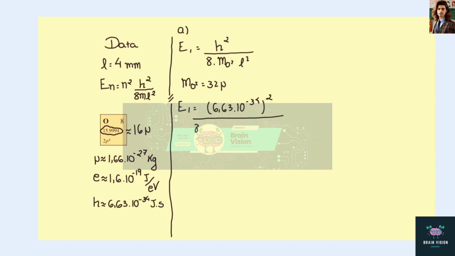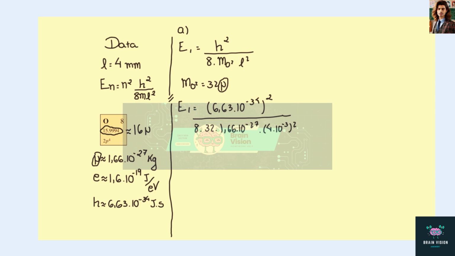Finally, the ground state energy is equal to h squared, so 6.63 times 10 to the minus 34 squared, divided by 8 times 32 times 1.66 times 10 to the minus 27, which is the constant mu, converting from units of atomic mass to kilograms, and this multiplies L squared, which is equal to 4 millimeters. Because of that milli, there is a 10 to the minus 3 factor. This will result in an energy that is measured in joules.